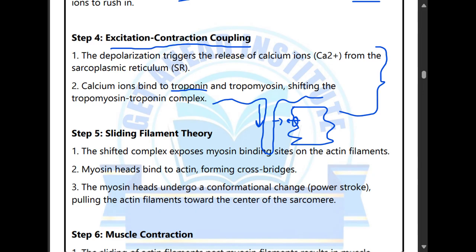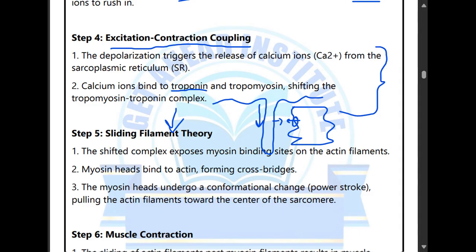Great. So once we reach positive 30 millivolts, you'll find that potassium ions will start exiting the cell until it reaches its equilibrium potential of about negative 90 millivolts. Then after that has occurred, it will lead us to what we call the sliding filament theory. Okay. What I would like to first reiterate is that the cytoplasm of the muscle cell is known as the sarcoplasm.